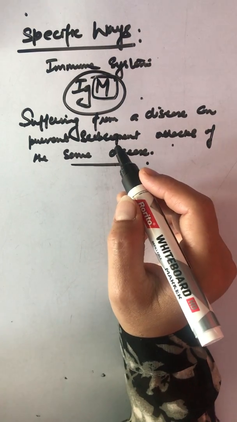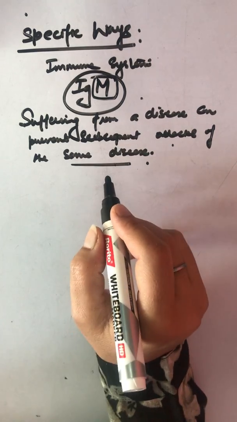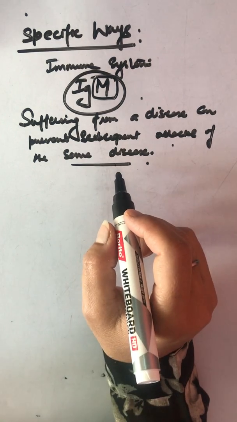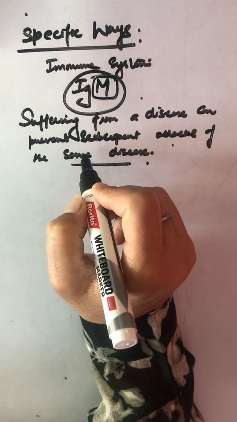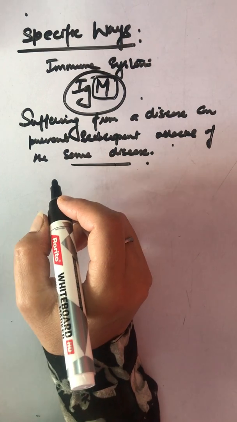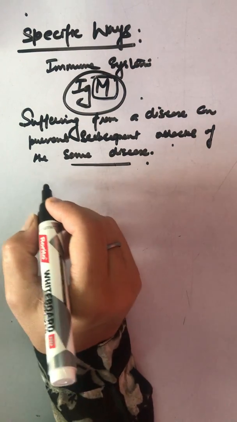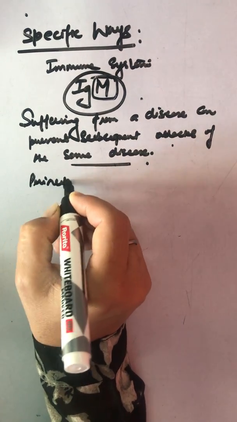This is due to the immunological memory. This allows even more effective protection during future encounters with the same pathogen. Clear? And this is the principle of immunization.